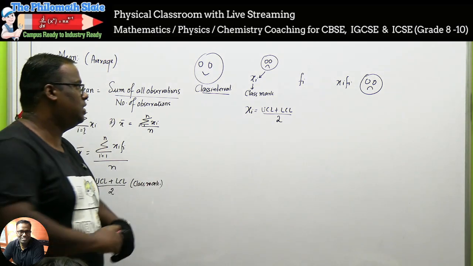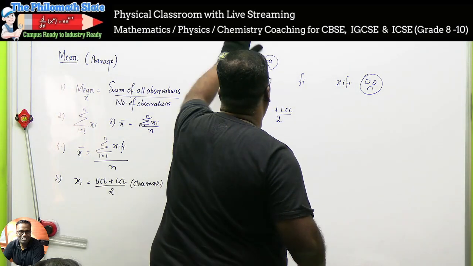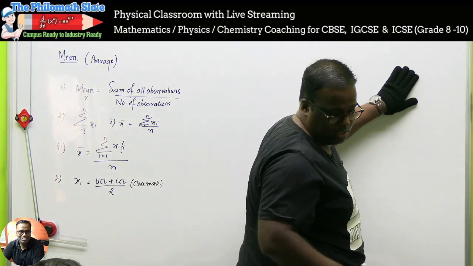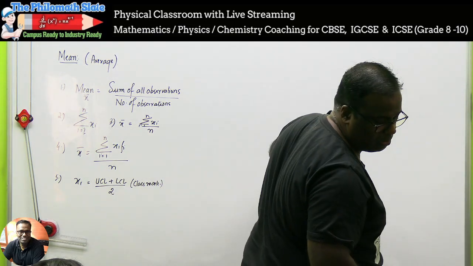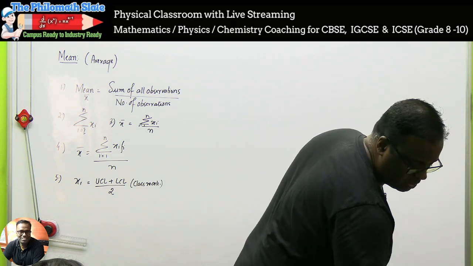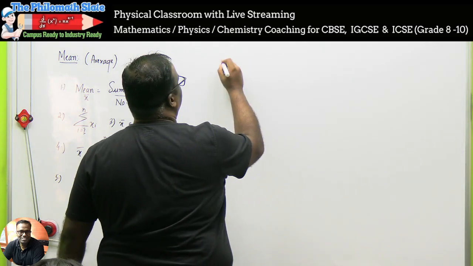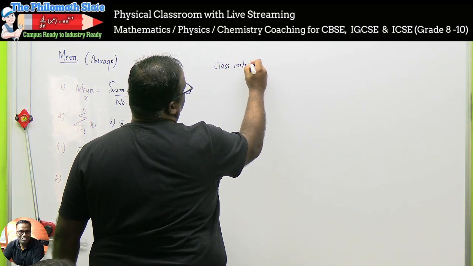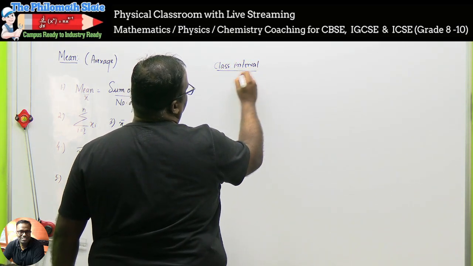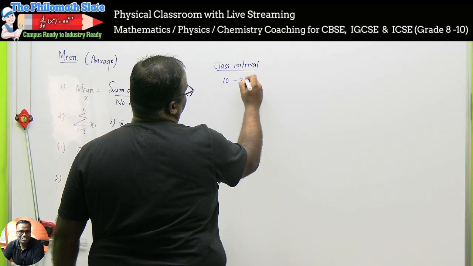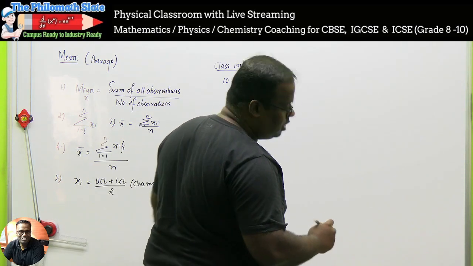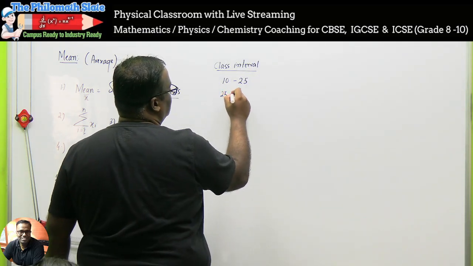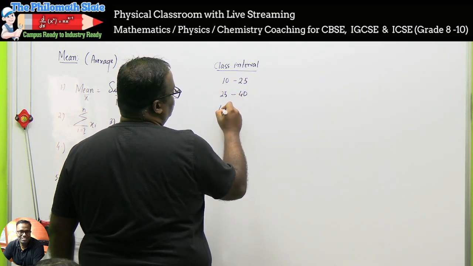Let's go, problem. So let's take a problem. I'm taking data from the book, so it will be easy for me. I'm taking a problem where class interval is given to me. This is how the question will come. Very basic question. Class interval 10 to 25. After that 25 to 40. Then it should be what? 40 to how much?